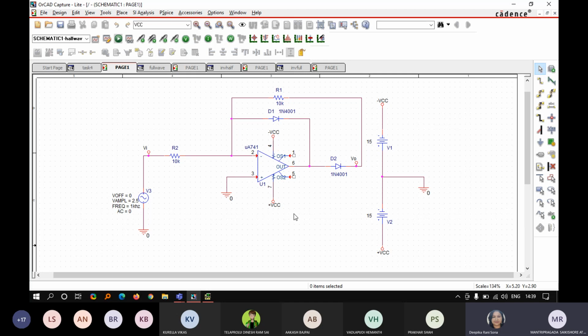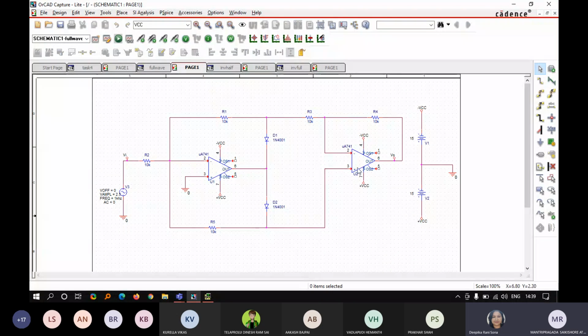Okay, ma'am. Understood. For half wave and for full wave, you can extend that to the op-amp you are using, no? Yes, ma'am, two op-amp. So for that full wave, you can extend a few points for this last op-amp, because this is the non-inverting amplifier, and so we will get V out equal to V in.